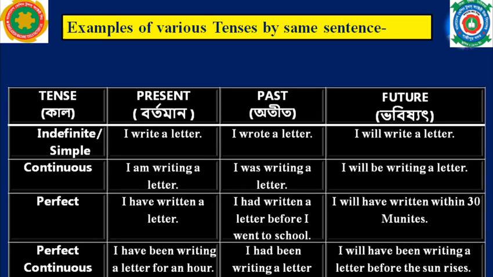Perfect continuous. I have been writing a letter for an hour. That's present perfect continuous tense. I had been writing a letter until he came. Past perfect continuous. Same concept, but the time period is different. I will have been writing a letter before the sun rises, right?